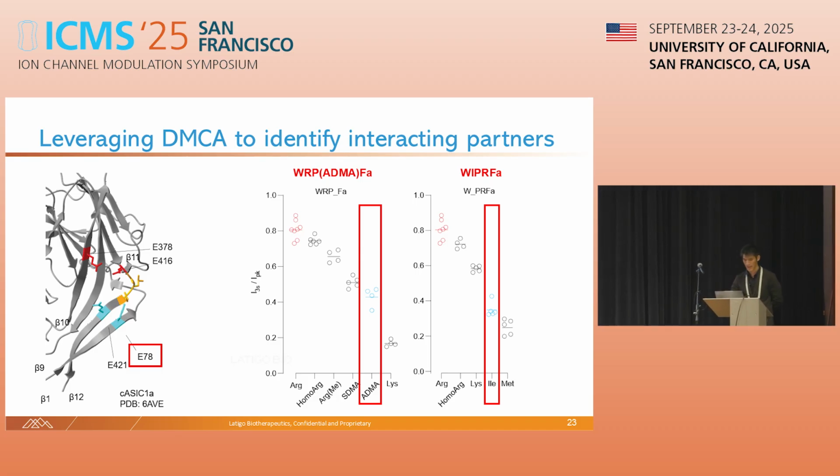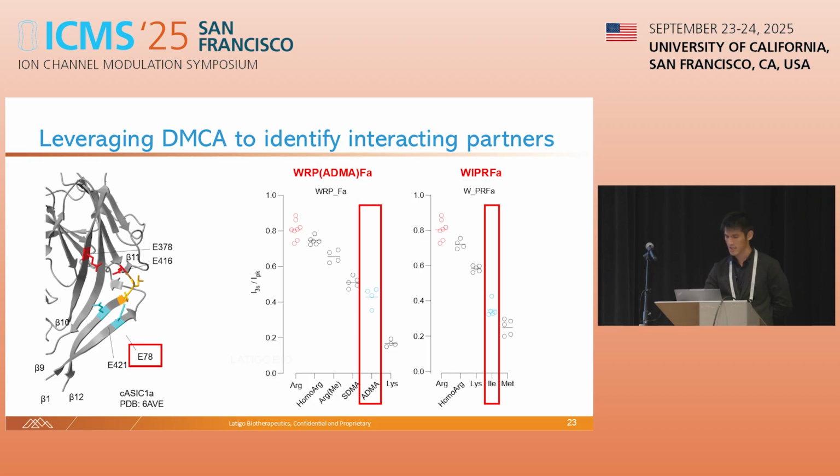And they are close to the beta-11-12 linker, which is the molecular clutch that controls the desensitization process of ASICs. So this is a likely spot for the peptide to bind to impinge on the desensitization process.